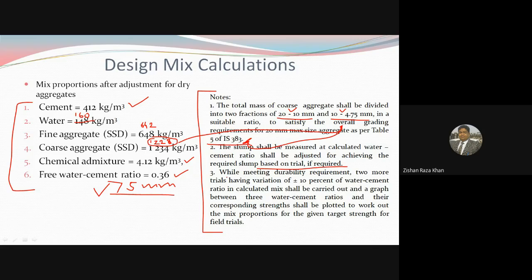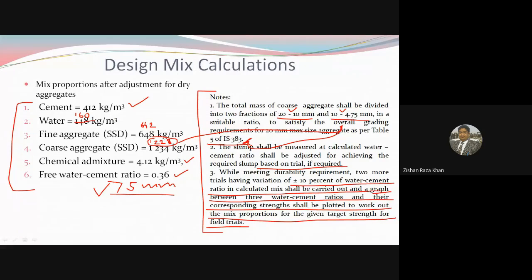अच्छा, थर्ड पॉइंट, while meeting durability requirement, two more trials having variation of plus minus 10% of water cement ratio in calculated mix shall be carried out, and a graph between three water cement ratios and their corresponding strengths shall be plotted to work out the mix proportion for given target strength or for field trials.